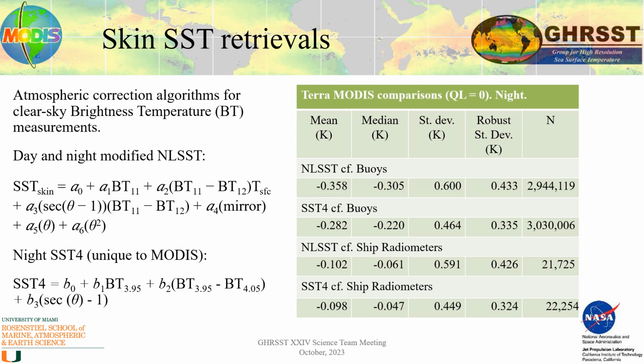The table on the right shows an assessment of accuracy for the best quality retrievals, QL equals 0, at night, derived from comparisons with buoys and ship radiometers. The SST4 retrievals are significantly better than the thermal infrared NL-SST retrievals.